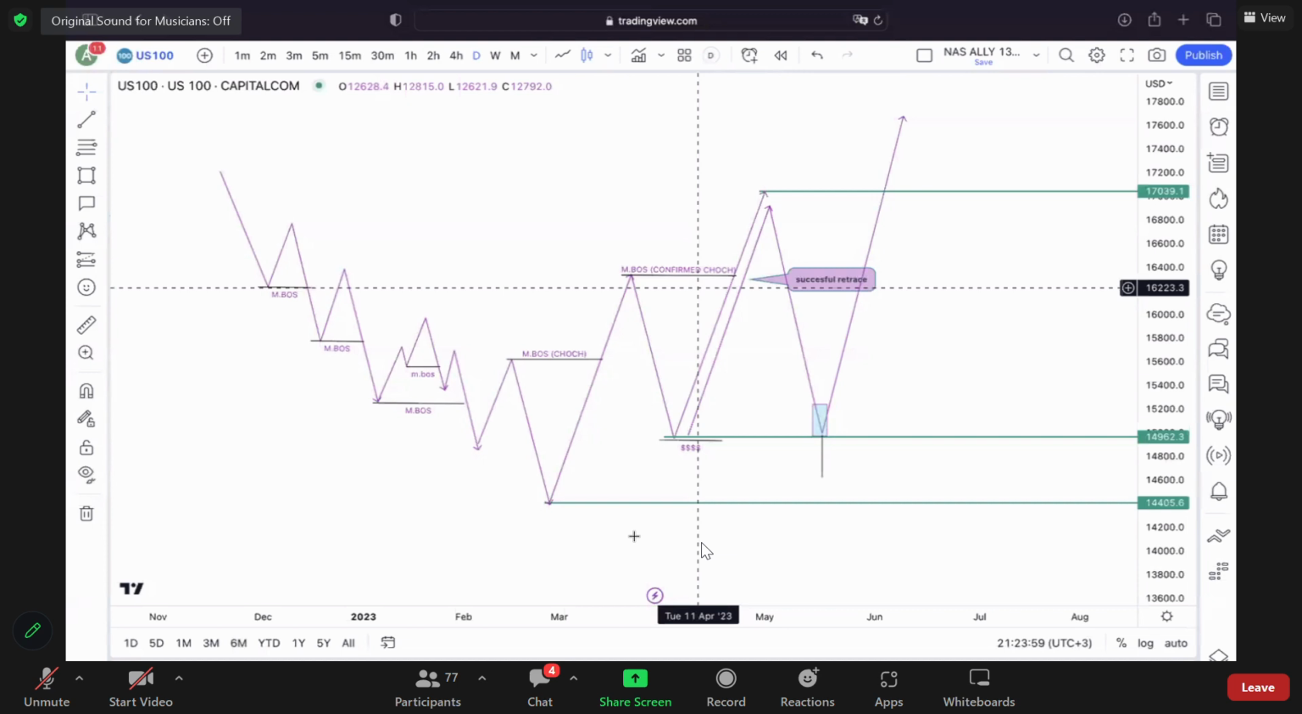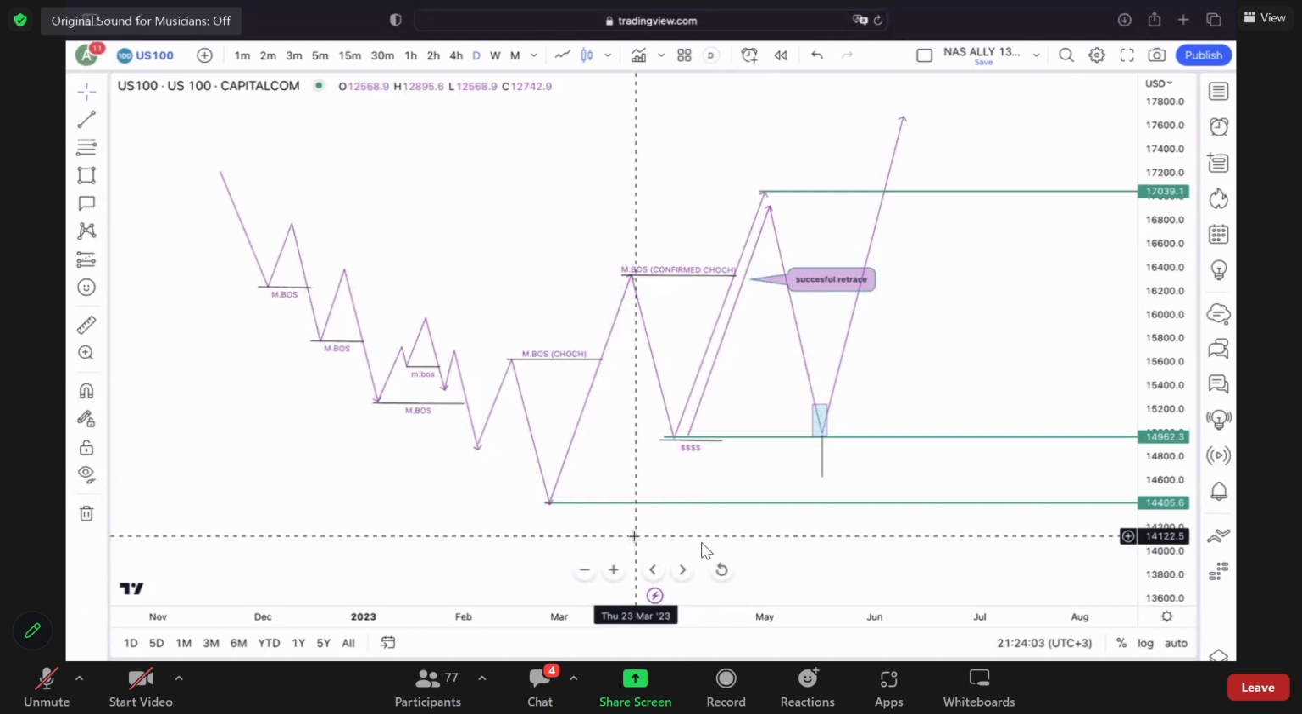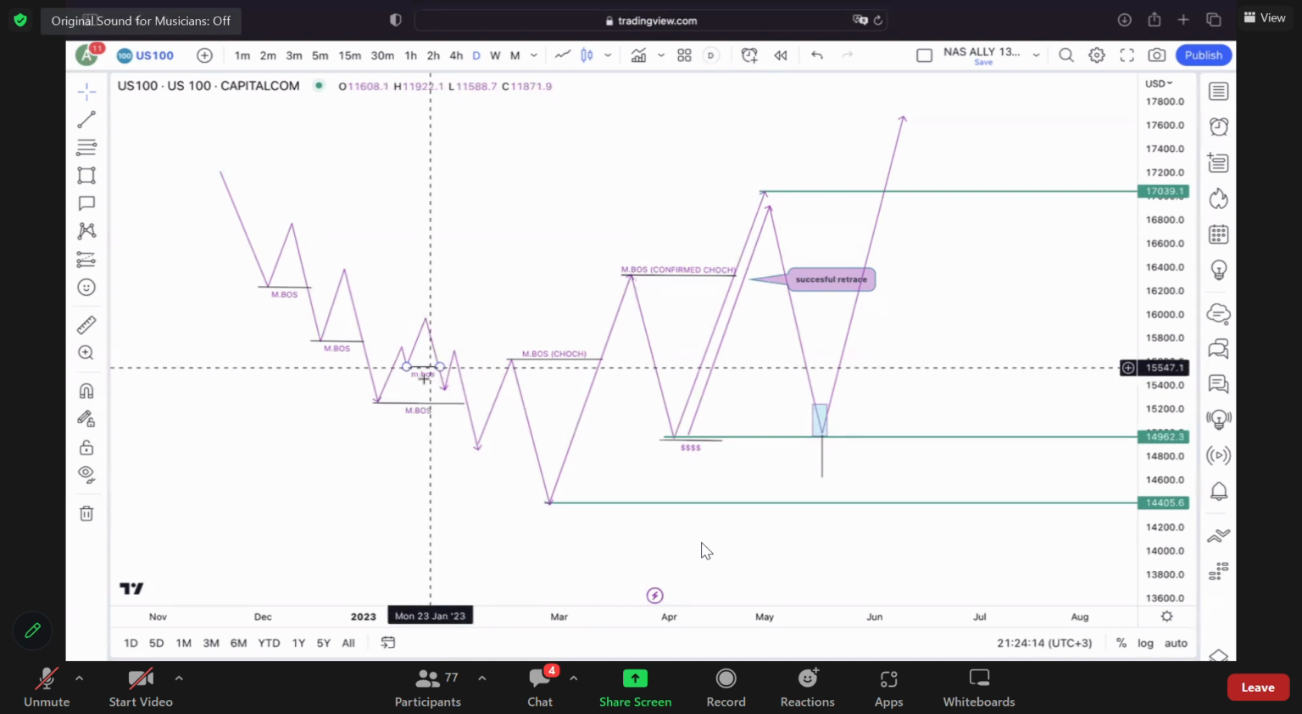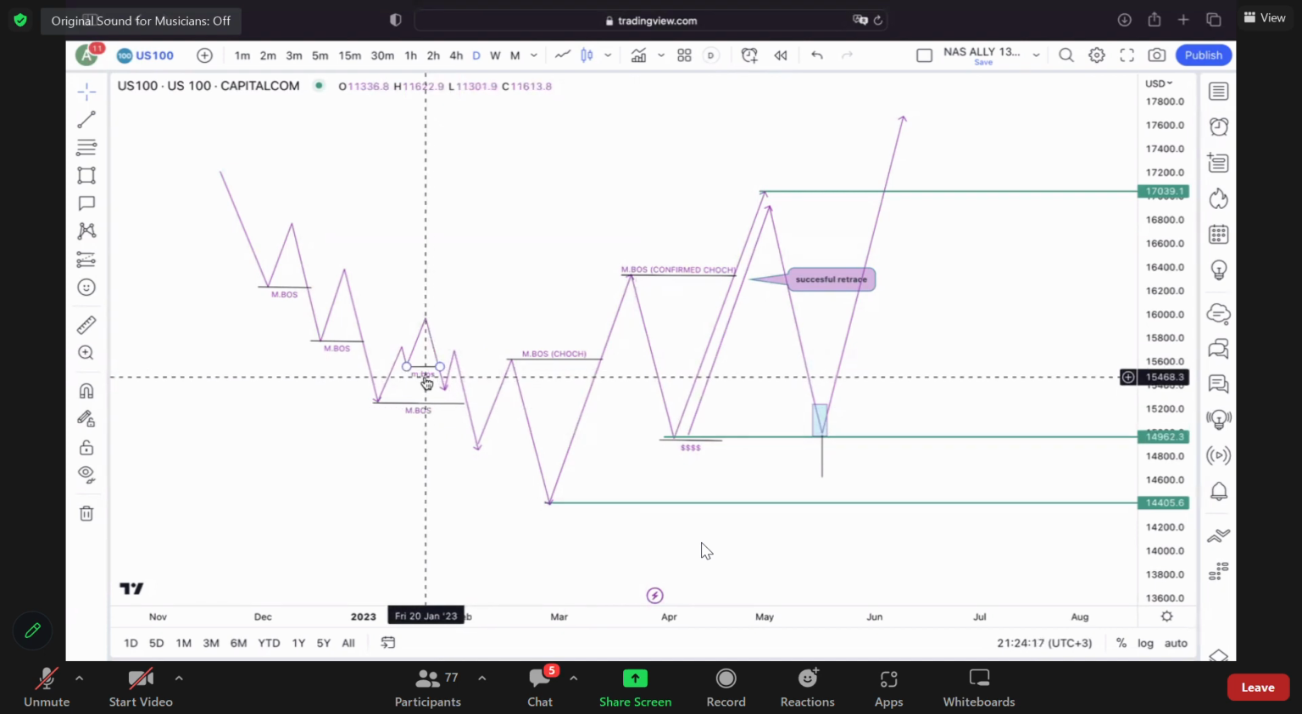Sorry, Ali. Yes. I'm still confused with one thing that I want to be sure of. Can you please go to your left, somewhere by that minor break of structure? Would you call that inducement, that small fractal structure, the change of character to the upside?